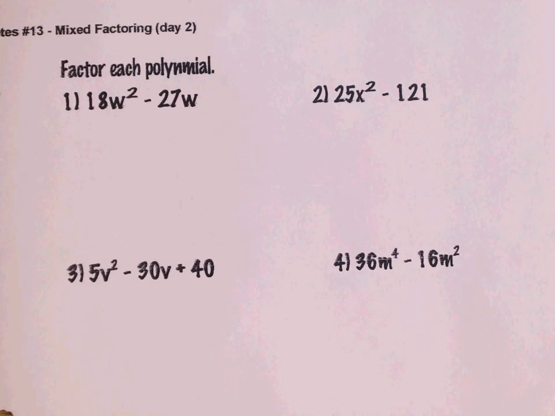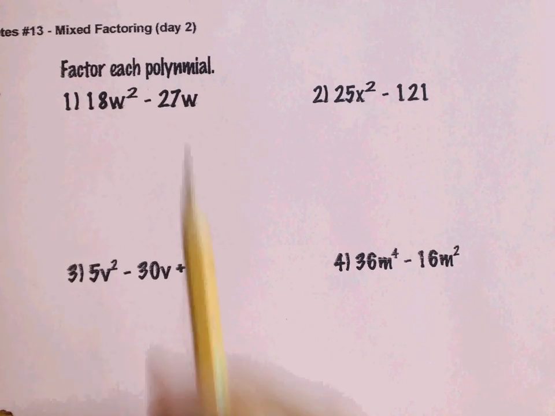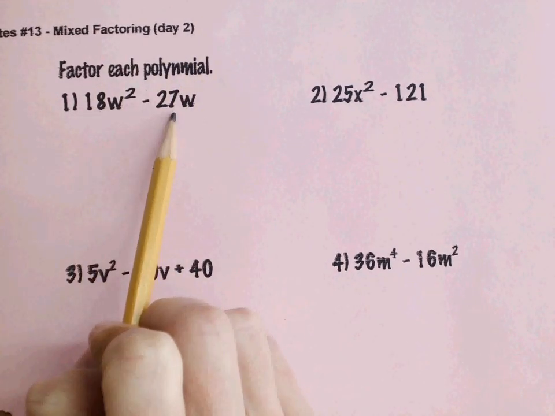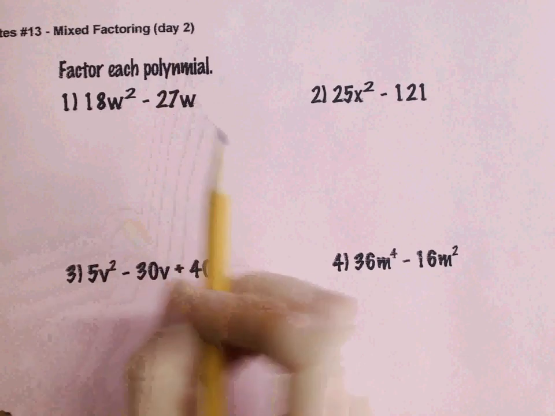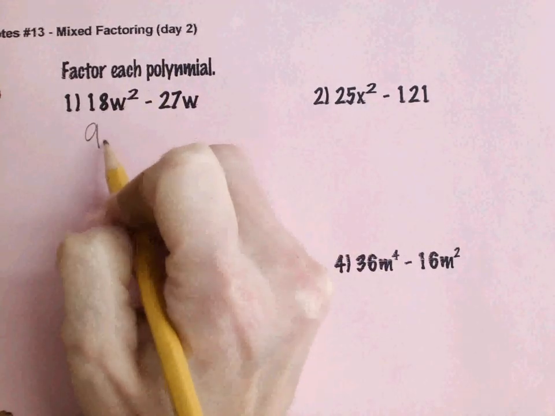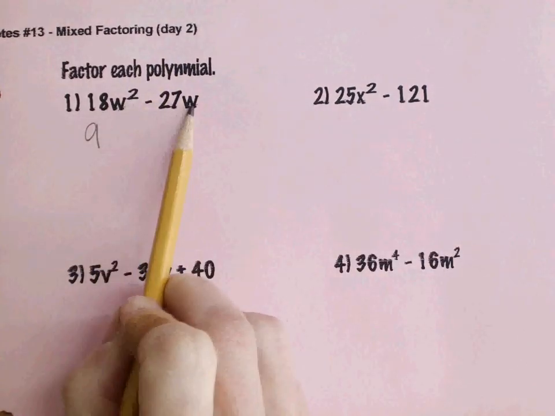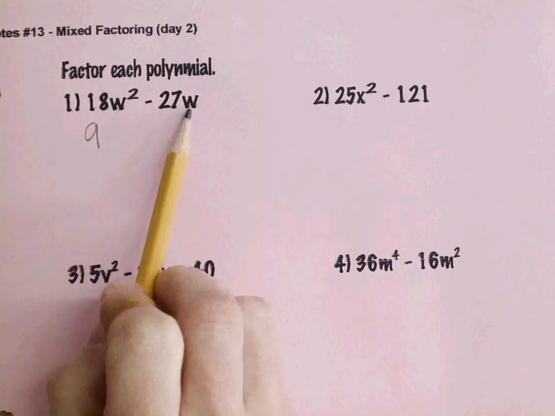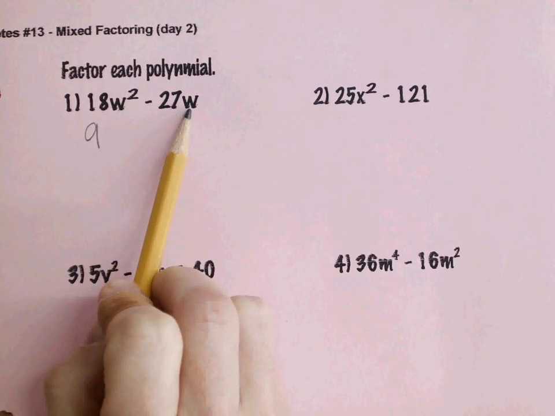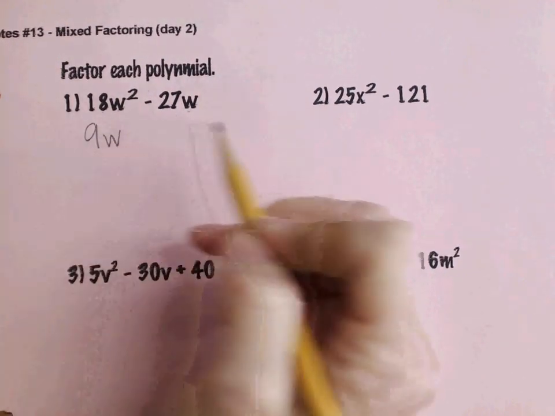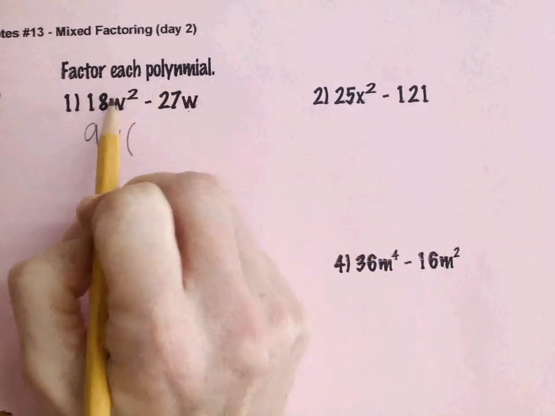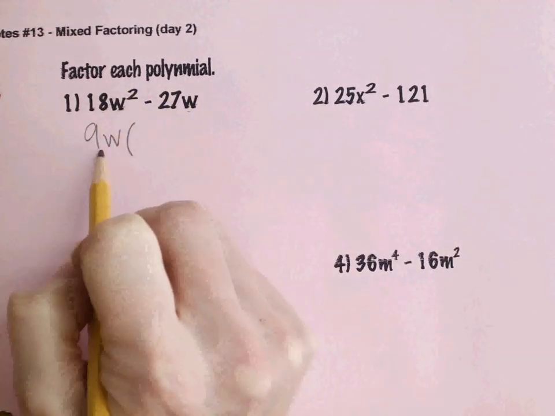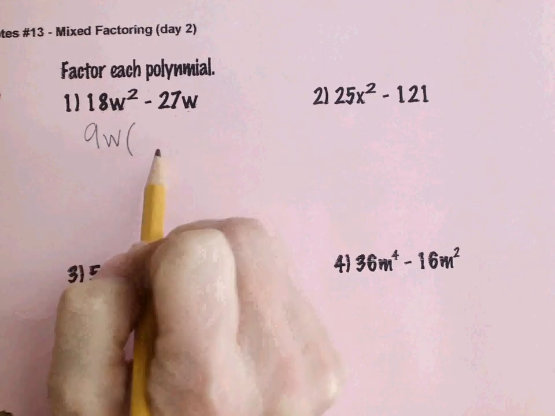The very first thing that we're going to do with number one is look for a GCF. So for 18 and 27, I see that 9 is the greatest common factor, so I'm going to factor out a 9. Then I see that they both share the variable w, and you take the one with the smallest exponent. So it's just going to be 9w. Then I'm going to take each term and divide it by 9w and write my remainder in parentheses.